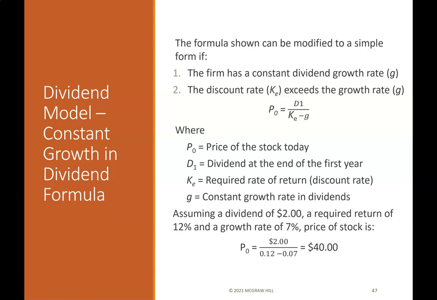Assuming a dividend of $2, a required return of 12%, and a growth rate of 7%, the price of the stock is P equals $2 divided by 12% minus 7% equals $40.